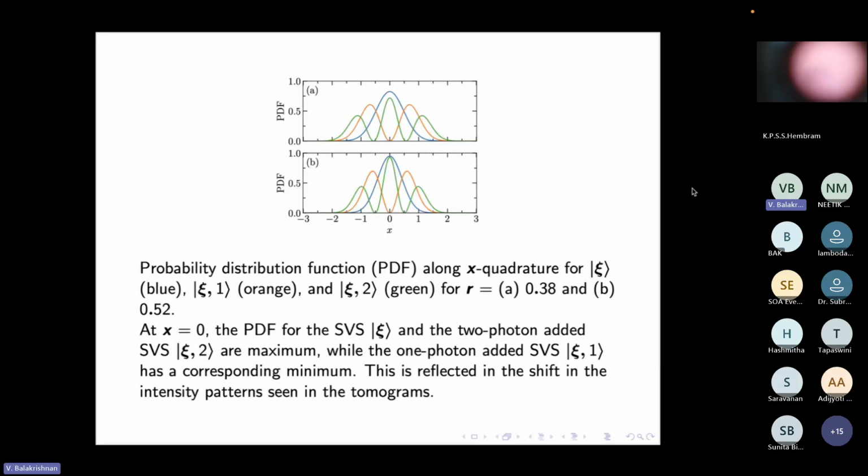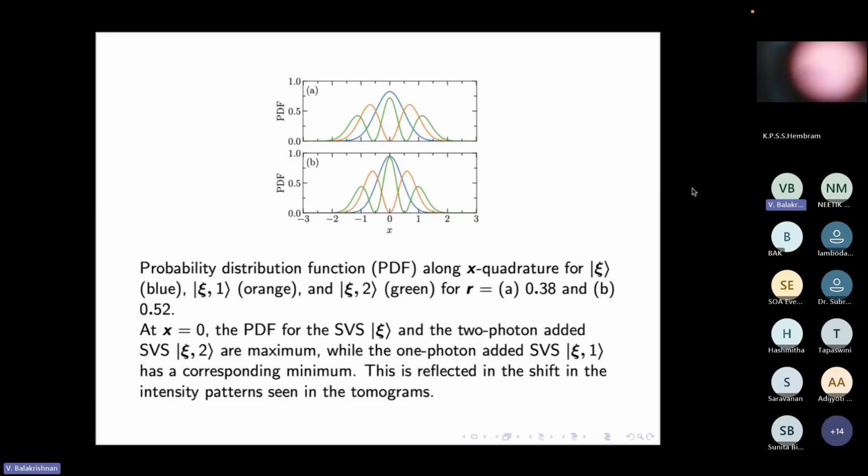Now, if you look at the probability density functions along the X quadrature for the squeezed vacuum, the blue in the top panel is for the squeezed vacuum. For the one photon added counterpart, it is orange. And for the two photon added counterpart, it is green. This parameter xi is complex and it's R e to the i phi. We have set phi to be 0. So the squeezing is along the X quadrature. And R is taken to be 0.38 and 0.52 in the top and the bottom panels.